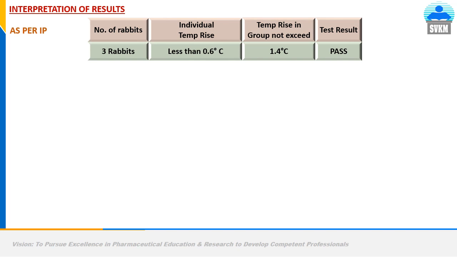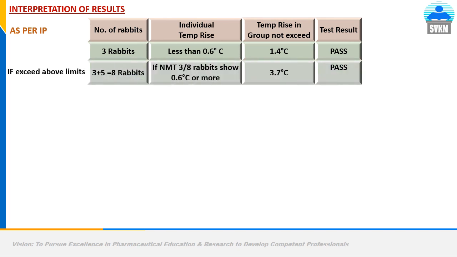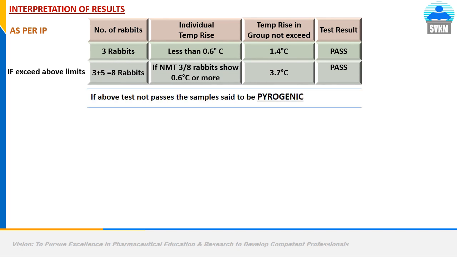But if one of the criteria is exceeded, then we have to repeat the test by taking an additional group of 5 rabbits. So the initial 3 plus 5 rabbits makes 8 rabbits. Among these 8 rabbits, not more than 3 rabbits should show an individual rise in temperature beyond 0.6 degrees Celsius, and the temperature rise in the group should not exceed 3.7 degrees Celsius. If these criteria are followed, then the test passes and the samples are non-pyrogenic. And if the above test does not pass, then the samples are said to be pyrogenic.